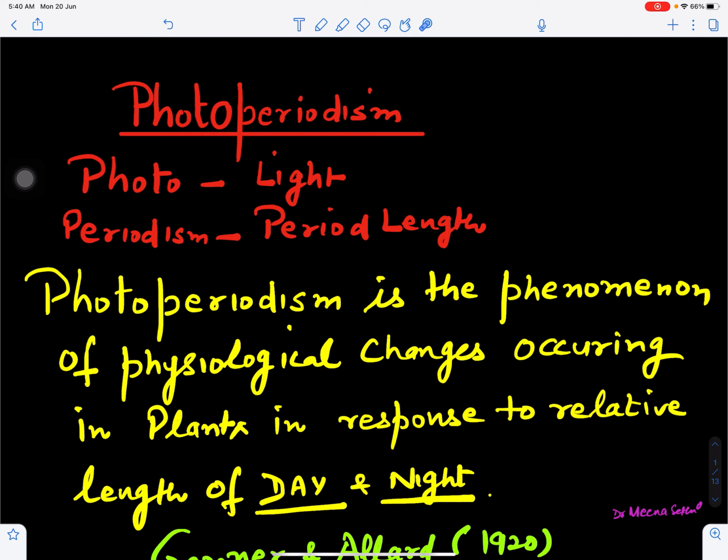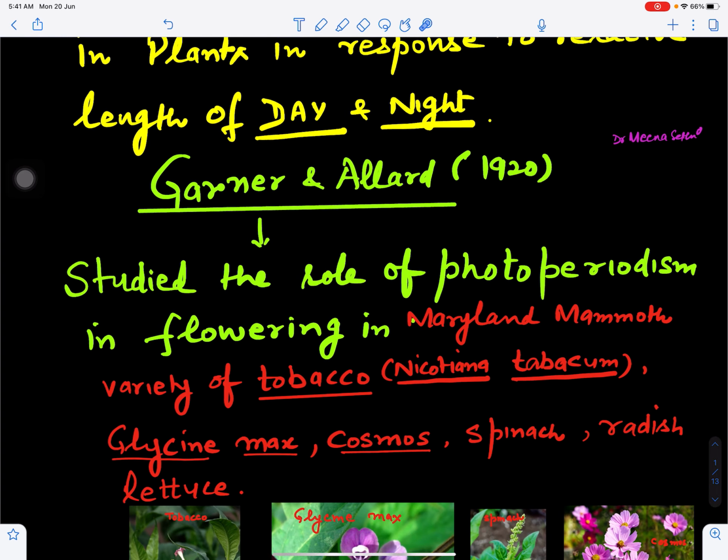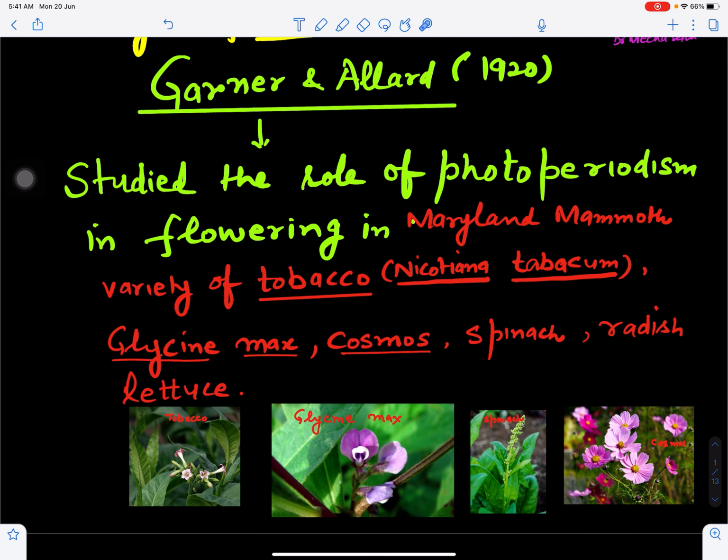So, what is the day length? What is the night length during winter and summers? This affects flowering in plants. That's why some plants flower in summer and some plants flower in the winter. This phenomenon was studied by Garner and Allard in 1920. They also coined the term photoperiodism in 1920.